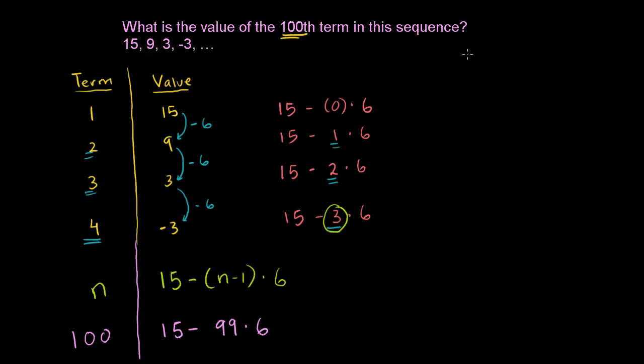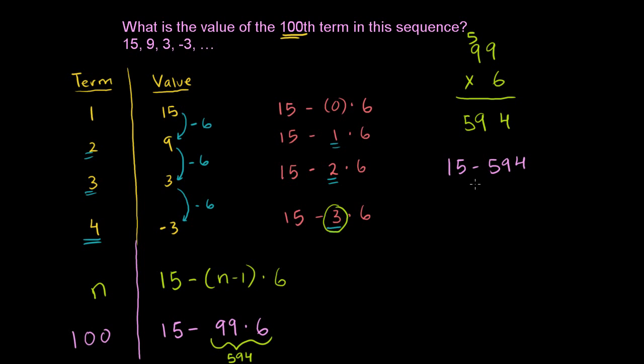What's 99 times 6? Actually, you could do this in your head. That's going to be 6 less than 100 times 6, which is 600, and 6 less is 594. But if you don't want to do it that way, you just do it the old-fashioned way. 6 times 9 is 54. Carry the 5. 6 times 9 is 54, plus 5 is 594. So this right here is 594.